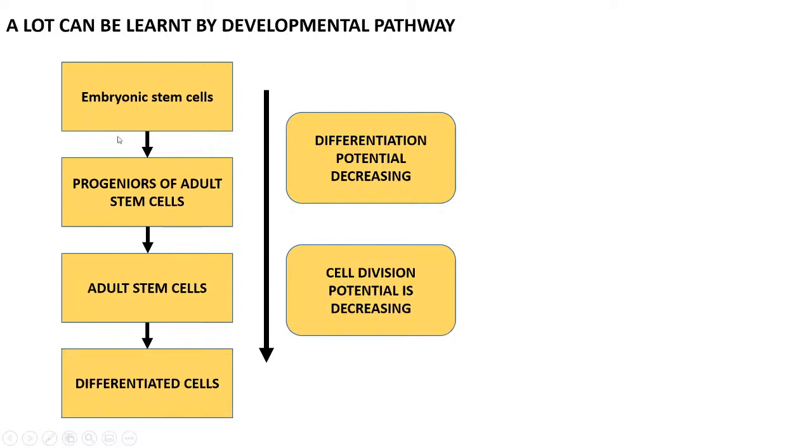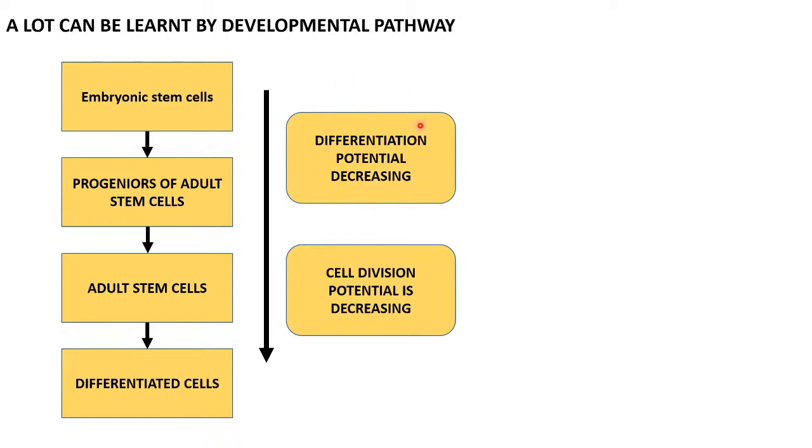The life starts from embryonic stem cells. Then from embryonic stem cells, we get progenitors of adult stem cells. Then from the progenitors of adult stem cells, we get adult stem cells. Then from adult stem cells, we get what? Differentiated cells. Right? So when I go through this flow or through this path of embryonic stem cell to differentiated cells, two things are happening.